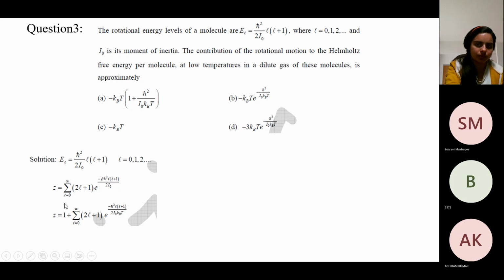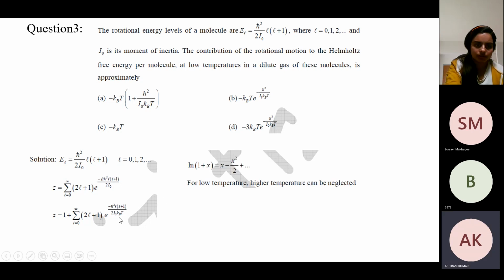What is the relation for finding the Helmholtz free energy? F equal to minus N kT ln Z, right? So that means we have to do ln Z. Now here we will use the fact that Z is in the form of 1 plus x. So we use the expression for ln(1 plus x).